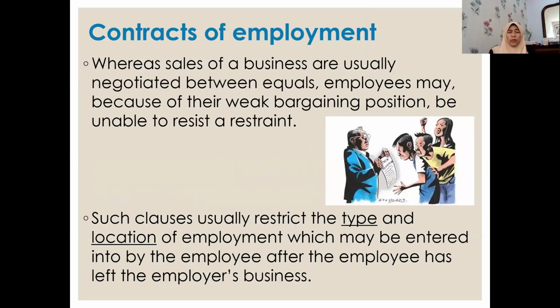For contracts of employment, we have discussed a little bit in part 1 and part 2 of our lecture. Sale of business agreements are usually negotiated between equals. Whenever it involves a vendor and purchaser, they have the freedom to negotiate the terms they want to incorporate into the agreement. But whenever it comes to employer and employee, the employee usually stands in the weaker bargaining position. The employee cannot really dictate the terms. Usually the terms are specified by the employer, who might say, if you want to work here, you have to agree with all the terms. We cannot negotiate. You cannot say no here.